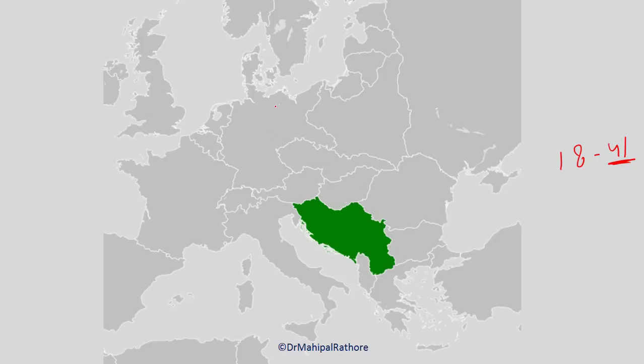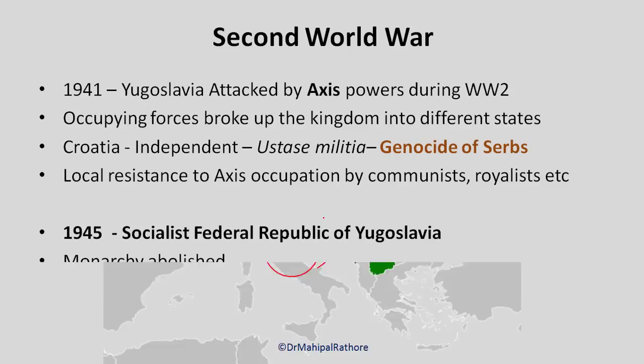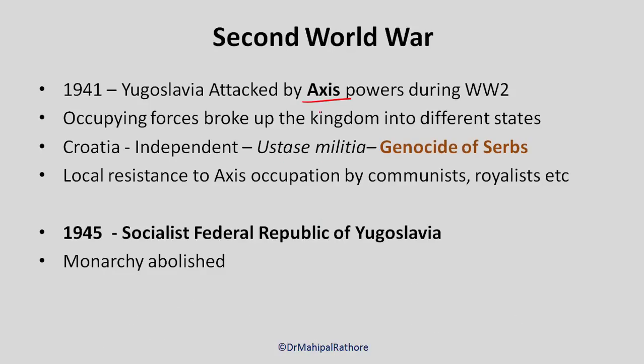So in World War II, Germany and Italy attacked Yugoslavia. It was attacked by the Axis powers, and this occupying force broke the kingdom into different states. They did not want a united strong kingdom. So all these nationalities, Croats, Slovenes, were broken into different territories.